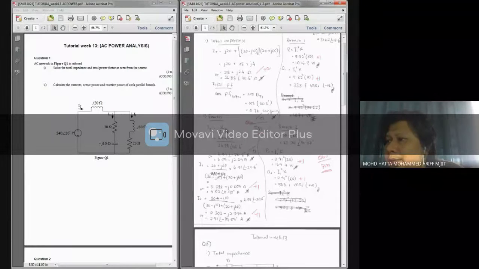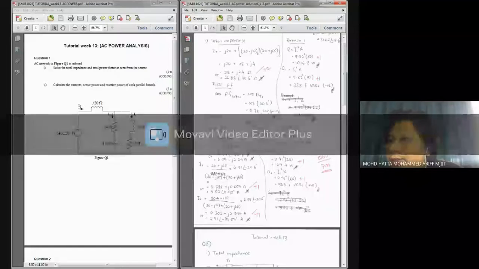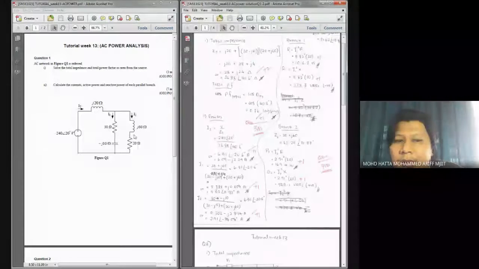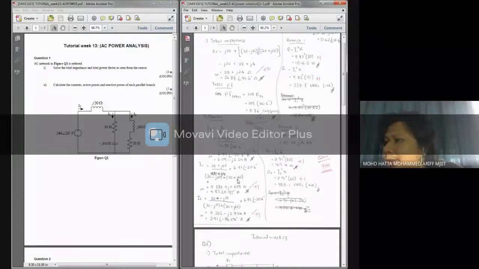According to the solution, we have I total given by V divided by Z total. And for I1, I will use the current divider rule. Since I1 is over here, I need to use this equation: 20 plus J60 divided by the summation of these two parallel connected branches. So here we have 20 plus J60 divided by 30 minus J10 plus 20 plus J60, times the total current.